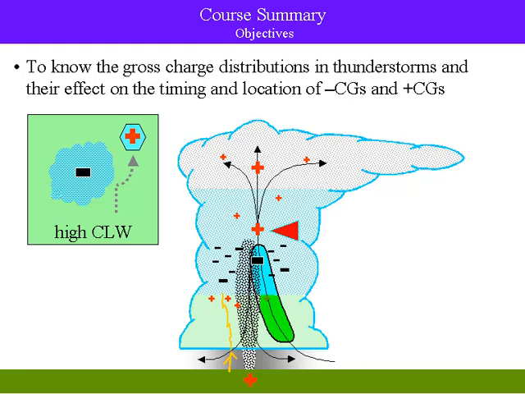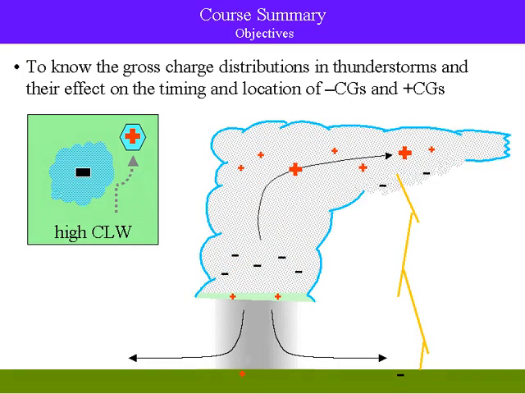Within the mature stage of the cumulonimbus cloud, we see a very dominant negative charge region here associated with the negatively charged graupel particles. We see the positively charged ice crystals, which are lofted up into the upper portions of the cloud, and we see a small area of positive charge located near the melting level, which is actually important as far as making the discharge process begin.